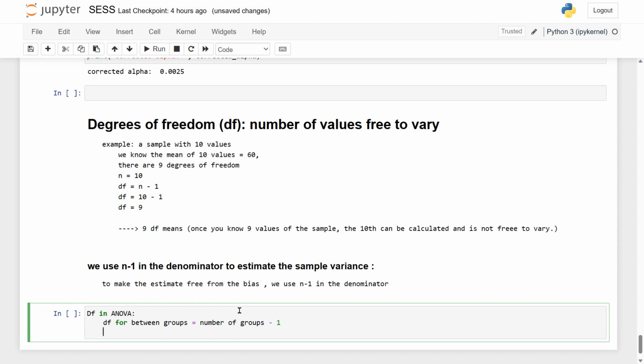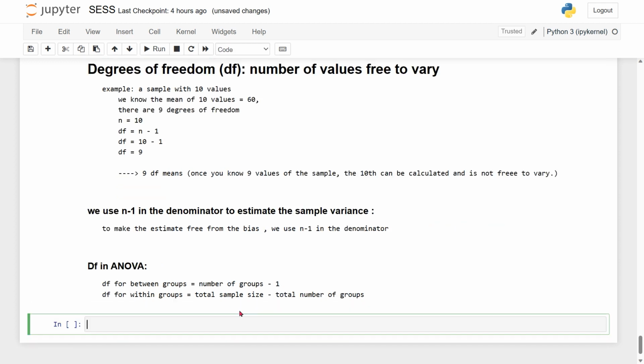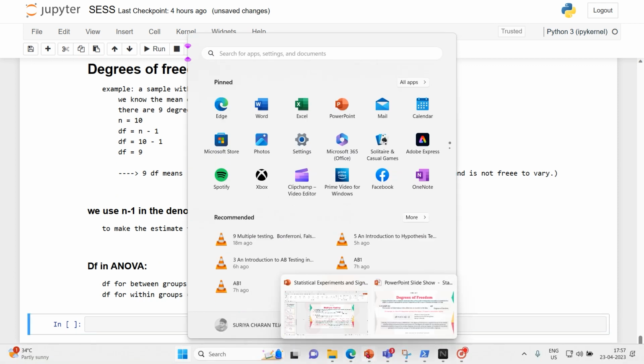This is specific to ANOVA. And df within, or df for within groups, is equal to the total sample size minus the number of groups. Because it's within a single group, it is the total sample size of the group minus the total number of groups. So that's what df is in ANOVA.